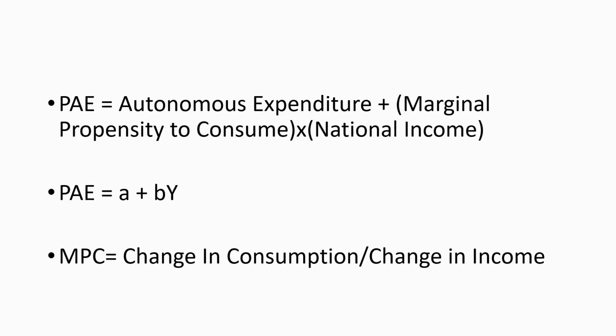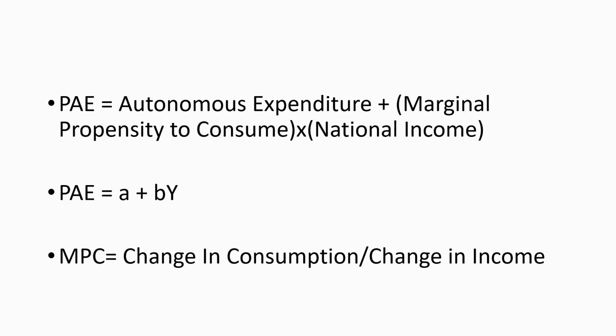So I'm going to be talking about the planned aggregate expenditure curve and what causes the planned aggregate expenditure curve to shift. So the first thing I want to go over is how the planned aggregate expenditure is calculated. The planned aggregate expenditure curve is calculated with the following formula.